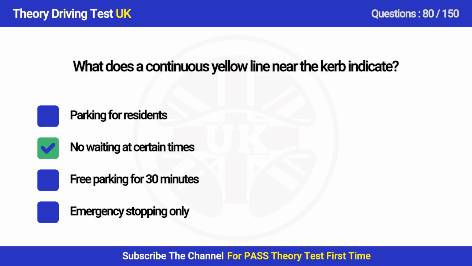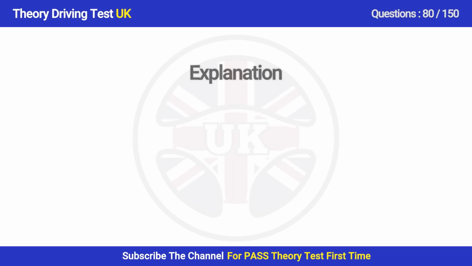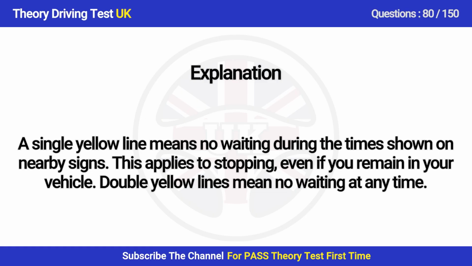Answer is B. No waiting at certain times. A single yellow line means no waiting during the times shown on nearby signs. This applies to stopping, even if you remain in your vehicle. Double yellow lines mean no waiting at any time.